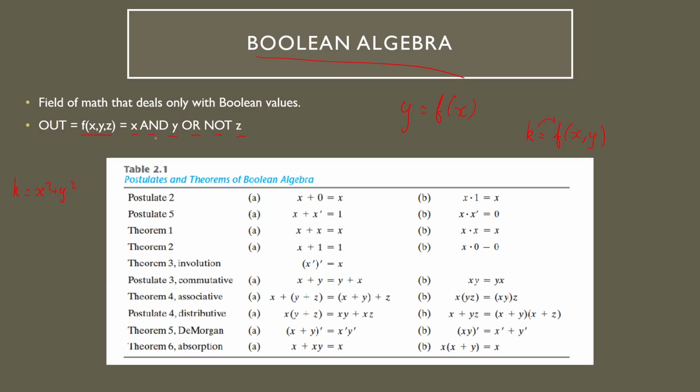This is also x and y or not z. So these are all operators, just like square, square root, and plus are operators. Obviously, just like how we have rules for regular math, there are rules for Boolean math. These are all the rules for Boolean math. I won't be going over them. It's easier to do these with an example, and I'll be doing an example later.